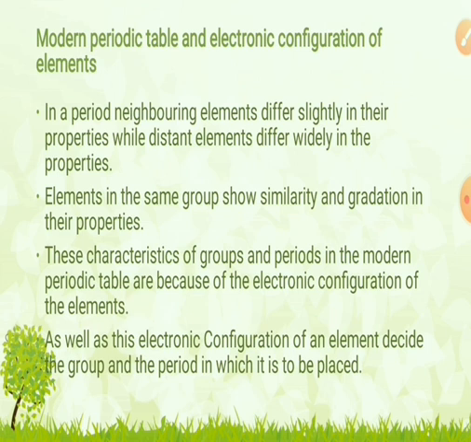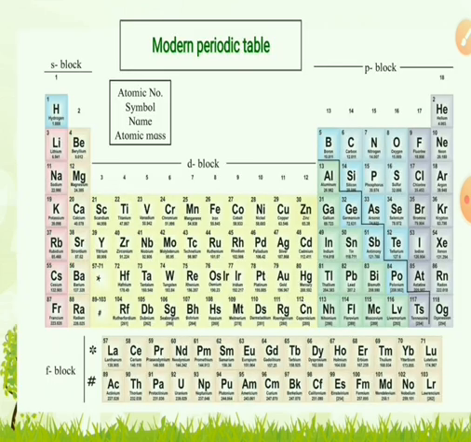These characteristics of groups and periods in the modern periodic table are because of the electronic configuration of the elements, as well as these electronic configurations of elements decide the group and the period in which it is to be placed. Here you can see the modern periodic table.